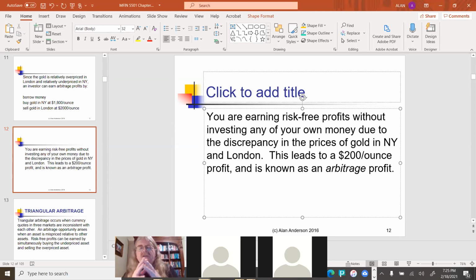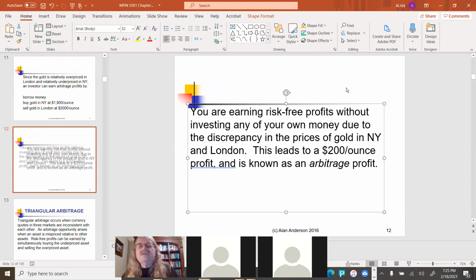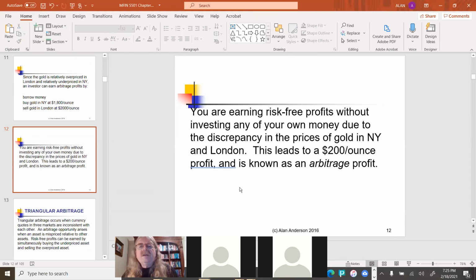So in other words, for each ounce that you do this, you magically put $200 of profits in your pocket without taking any risks or even investing your own money. This is what we mean by arbitrage, a risk-free profit that comes about through pricing discrepancies between two markets.